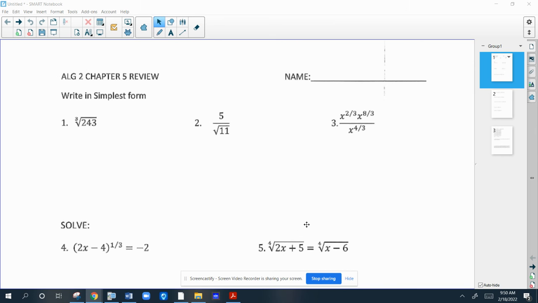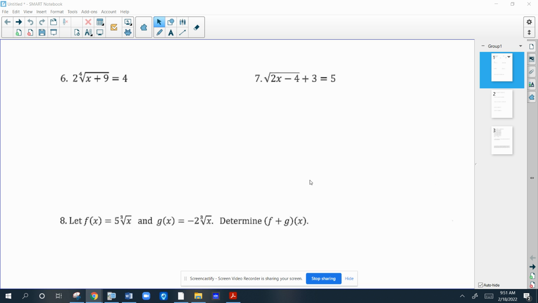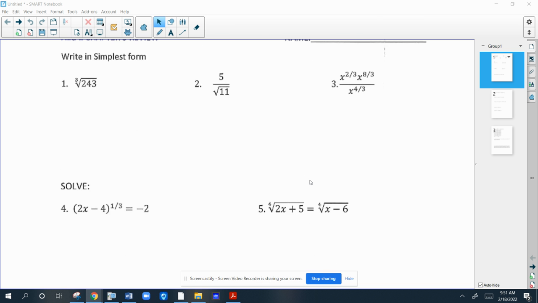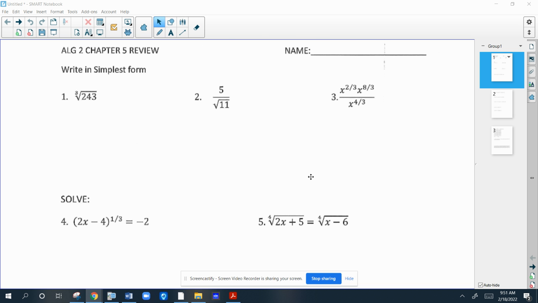All right, so here's the Chapter 5 Algebra 2 review, page 1. We'll do questions 1 through 8. So the first three ask you to simplify. This is the cube root of 243, so you have to find perfect cubes that go into 243. I'm going to do it with a factor tree.